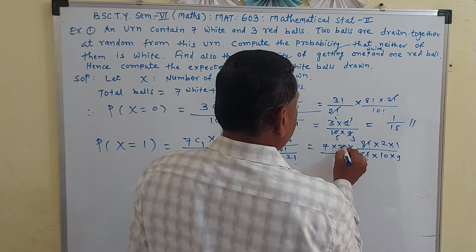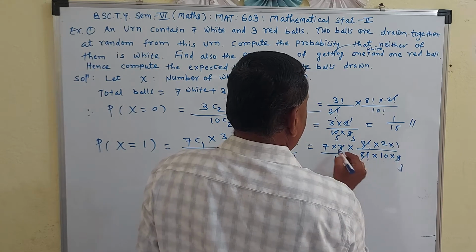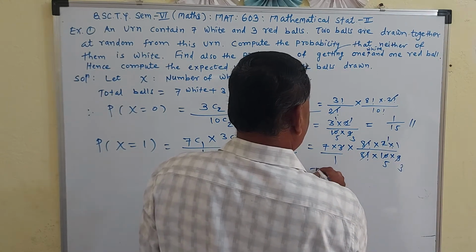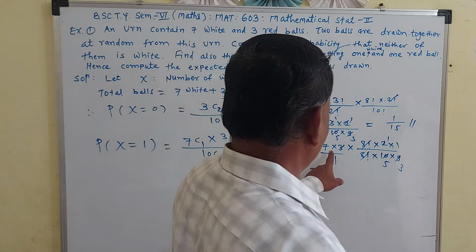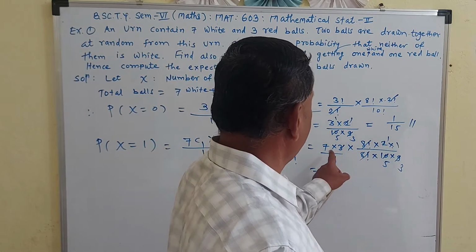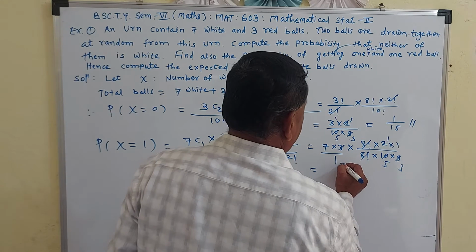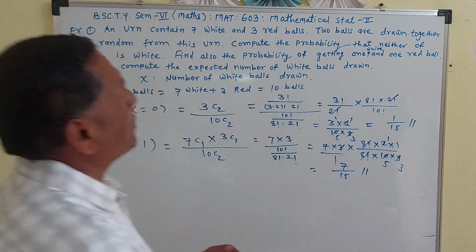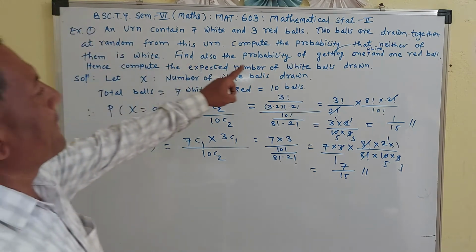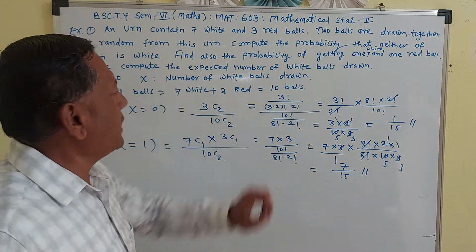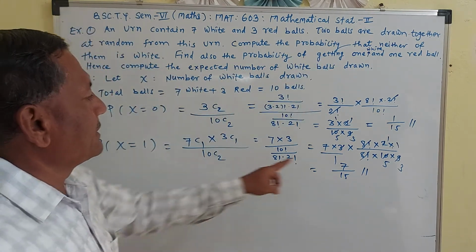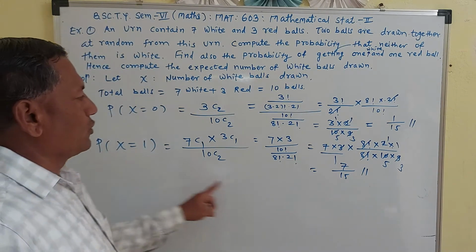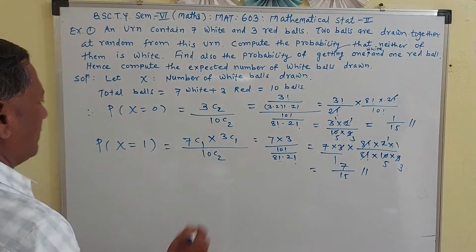Then it is equal to 7. Here this cancels. 7 upon 15. 5 into 3 is 15. Therefore, the probability of getting 1 white and 1 red ball is 7 upon 15. So you obtain the probability of X equal to 1 is 7 upon 15.